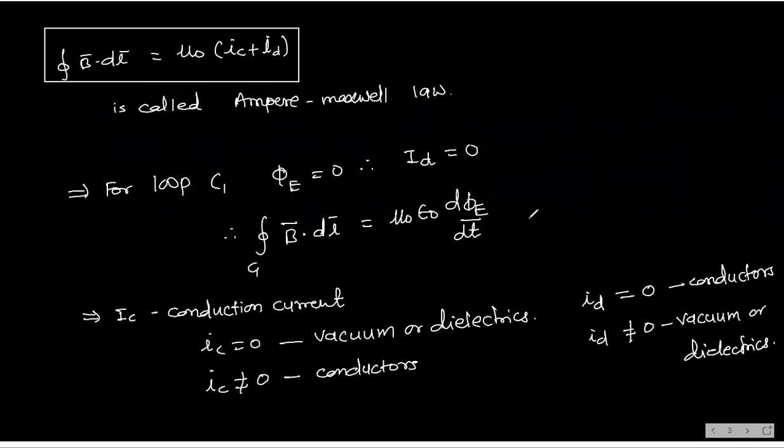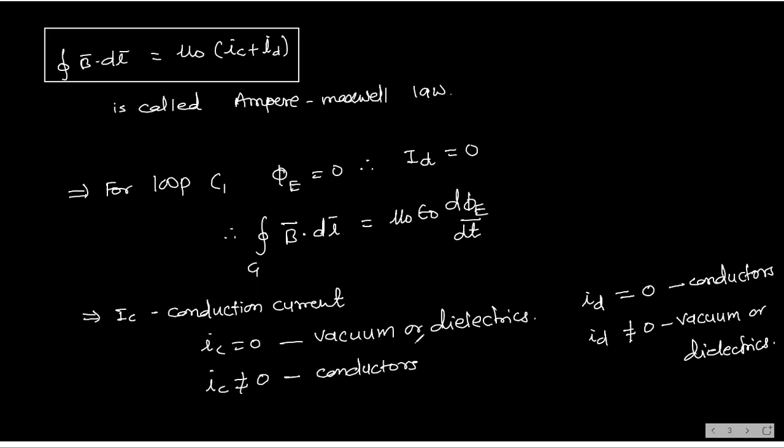This is the third page, and you will have a doubt here: Id is equal to 0. Then also you should get mu naught Ic. Then also I wrote here epsilon naught d phi by dt, because this conduction current is equal to displacement current here. And that's why Ic has the value mu naught epsilon naught d phi by dt in magnitude. Okay, so keep this in mind.